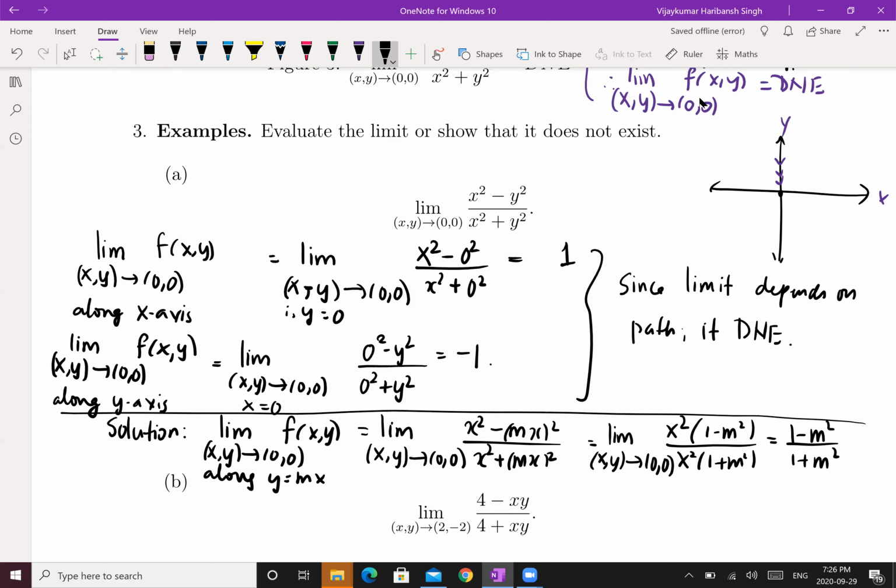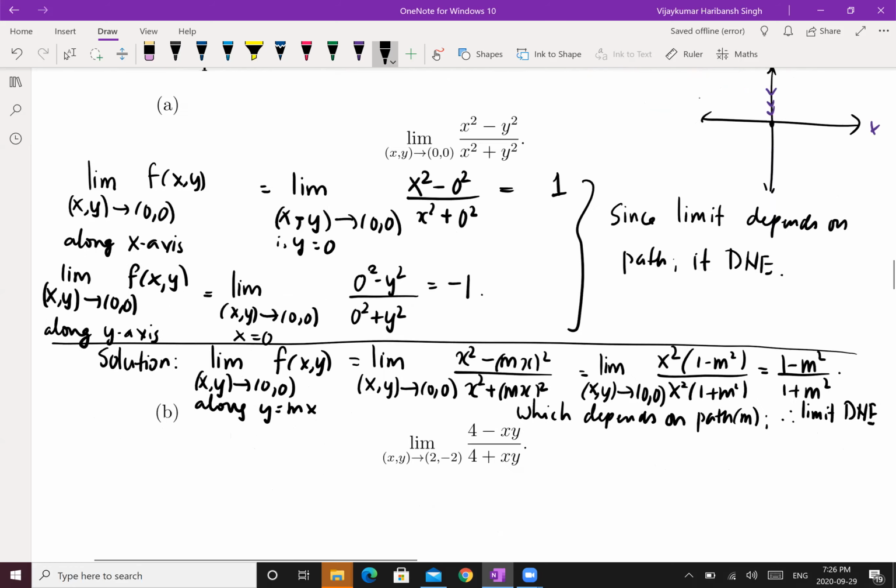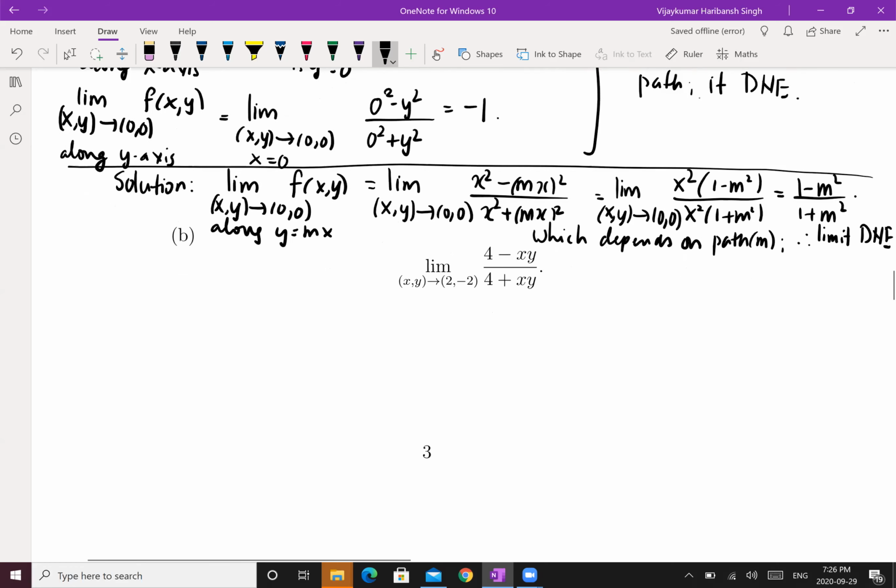So this is a limit which depends on the path. Actually, it depends on m, which defines the path. Therefore, the limit does not exist. Now note that it need not be just a linear path; it could be other paths. All right.